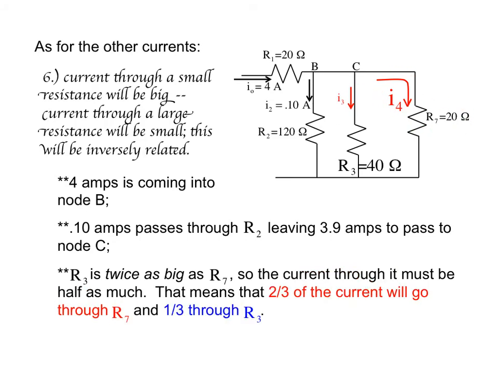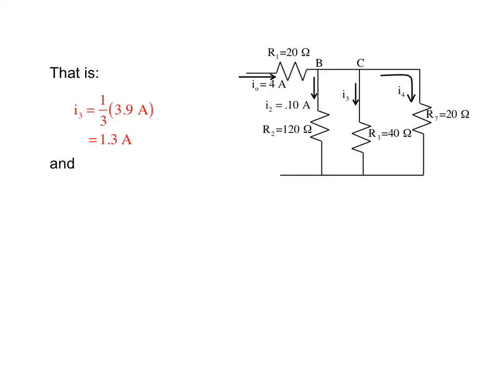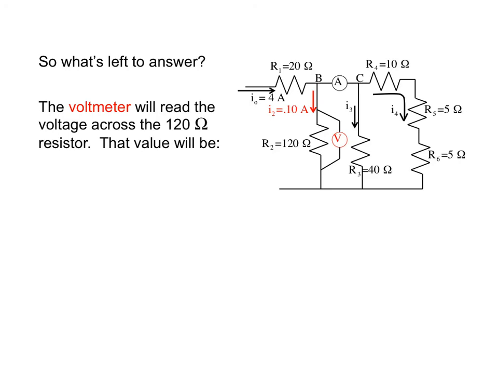Put a little differently, if we split the current that was coming between B and C into 3 pieces, one of those pieces would go this way and 2 of them would go this way, so that this way would have twice the current that this was having. Doing the math, I3 is going to be 1/3 of the 3.9 amps that goes between B and C, which is 1.3 amps. I4 is going to be 2/3 of the 3.9 amps that go between B and C, which is going to be 2.6 amps.